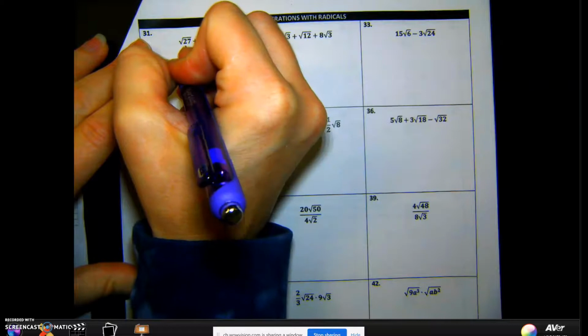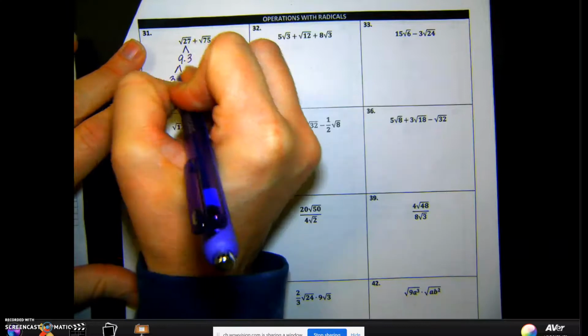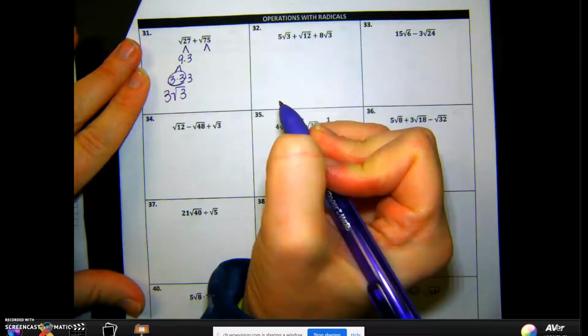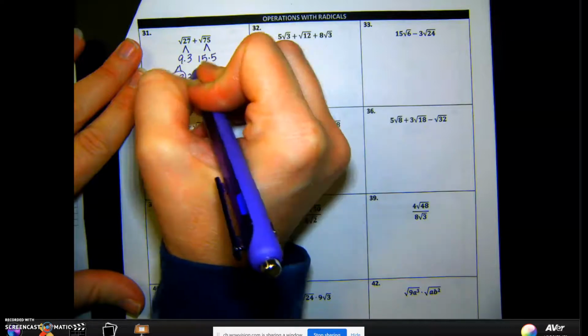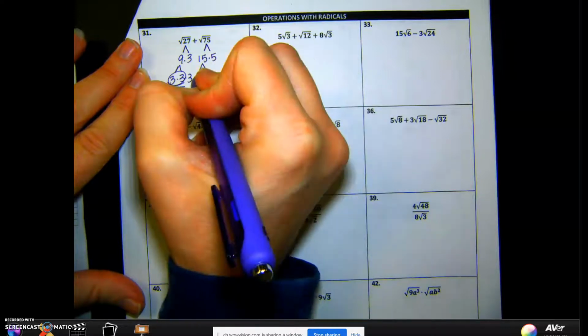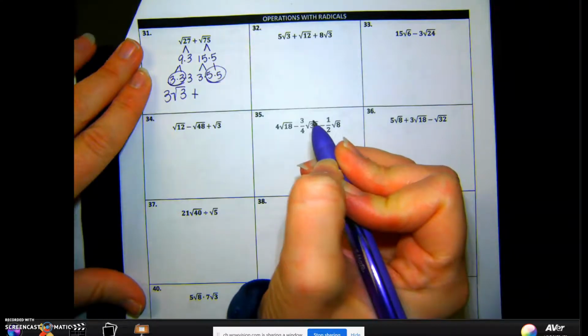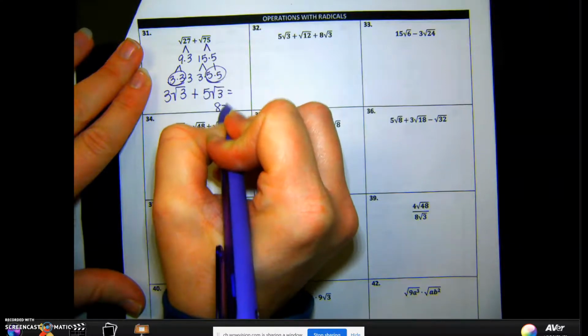Okay, let's look at number 31. 27 breaks down into what times what? 9 breaks down into? So what? I have a pair of 3, so what comes on the outside? Square roots of? Good. 75? 15 and 5, 25 and 3, other ways too, right? 15 breaks into? Bring down my 5, pair of 5. So this is 3 square roots 3 plus what? Which equals how much? There we go.